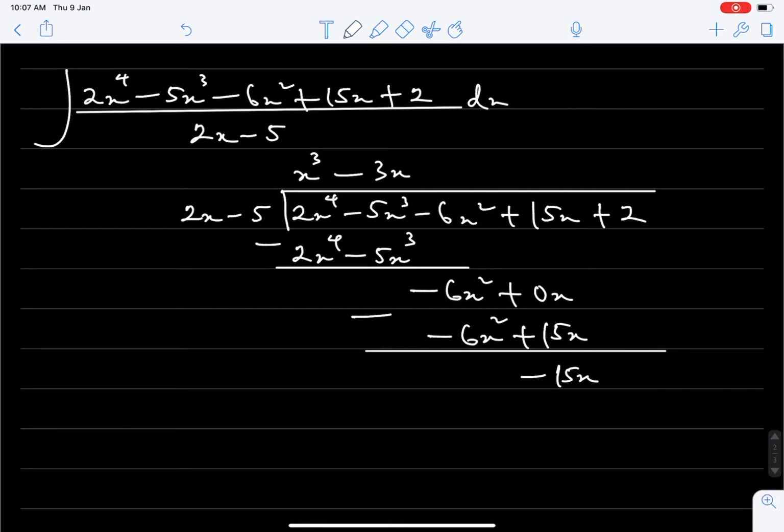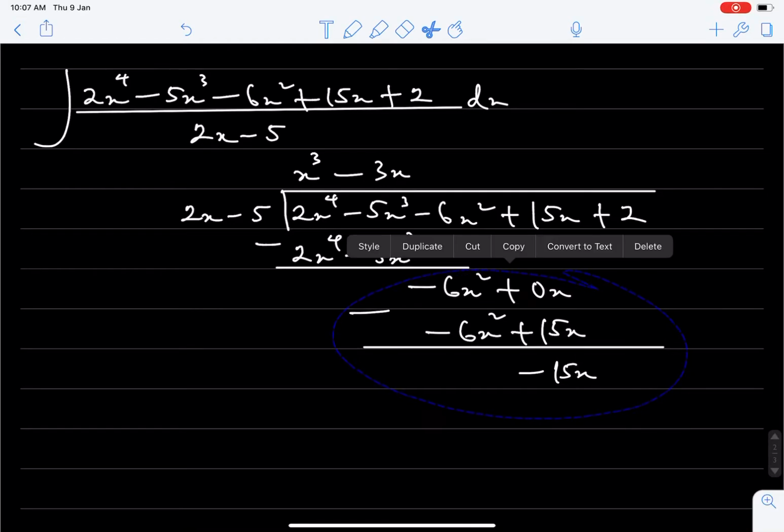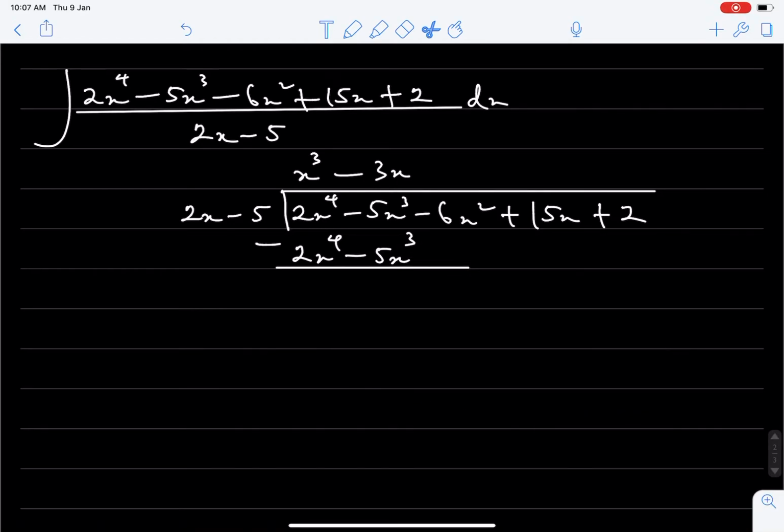Minus 15x. Then we have, oh, I think there's a mistake here. Let me go over this division again. Okay, yeah, 2x raised to the power 4 minus 2x raised to the power 4, that will be 0. Minus 5x cubed minus 5x cubed, that will also be 0. So I'll be left with minus 6x squared.